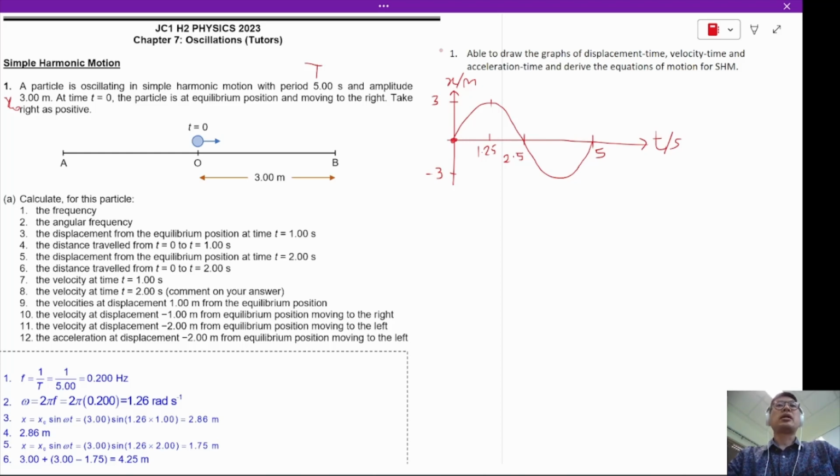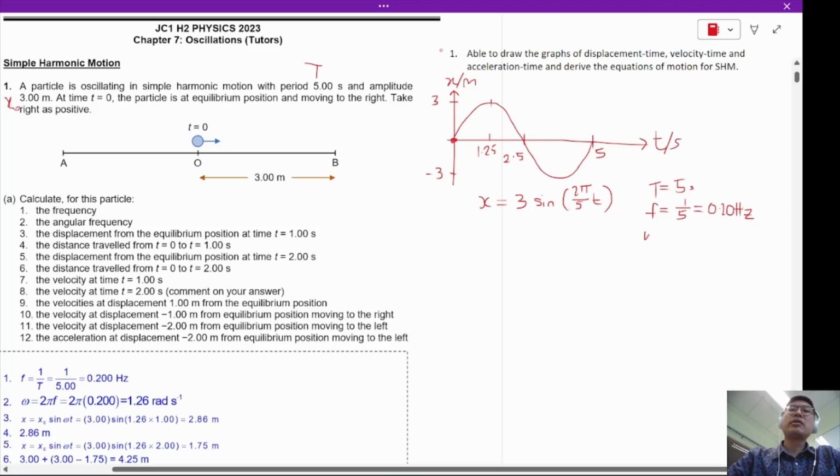Once you have this, immediately you can write down the equation of the displacement. Looking at the graph, straight away you can write that the displacement is 3 sin(2π/5 × t). In this case, the period of the oscillation is 5 seconds, so the frequency of the oscillation will be 1 divided by 5. This is 0.20 hertz.